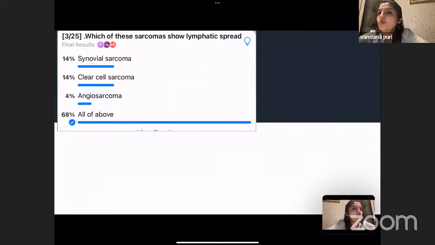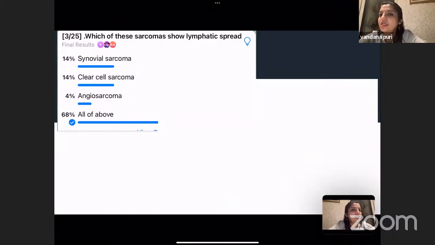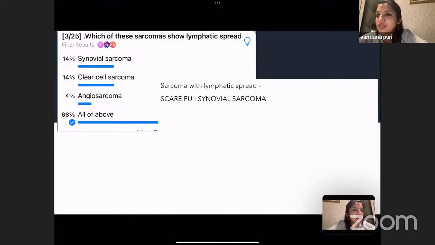So which of these sarcomas show lymphatic spread? That is another question that was asked. So please, everybody remember, there is a very simple code that I have already given you. This is called SCARE-FU. So first is synovial sarcoma. It usually undergoes lymphatic spread. Then clear cell sarcoma. That also undergoes lymphatic spread.